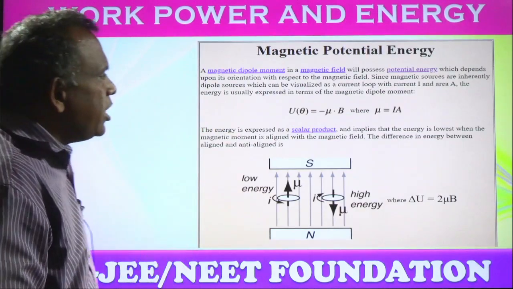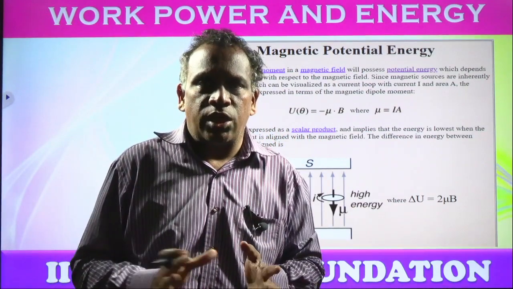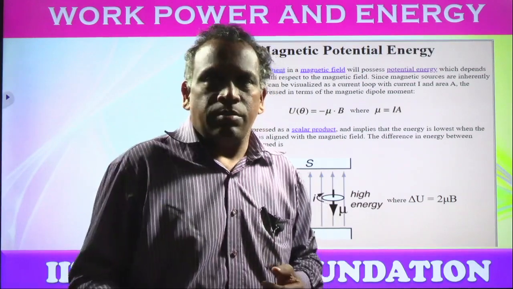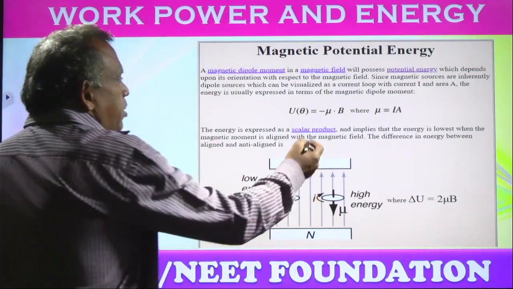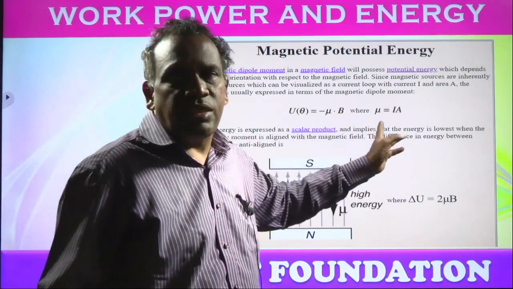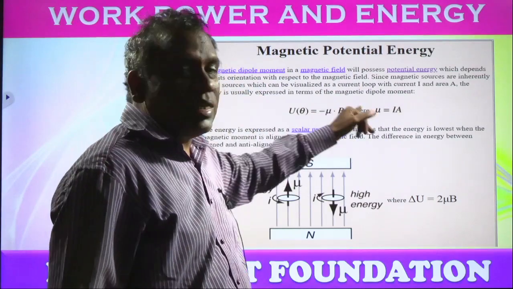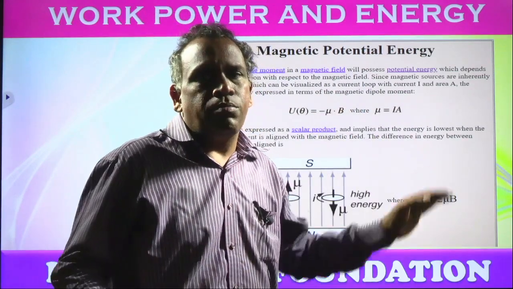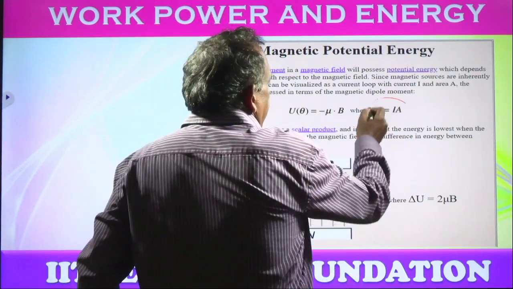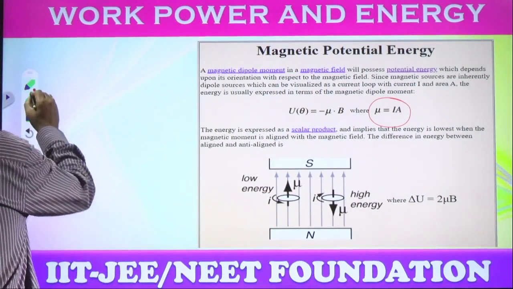Next one, magnetic potential energy. Here magnets have poles, and there is magnetism. The formula is magnetic moment into magnetic induction, something like a work done, M B sin theta. Normally we use mu instead of m, where mu is nothing but I A, I is current and A is area of cross section.